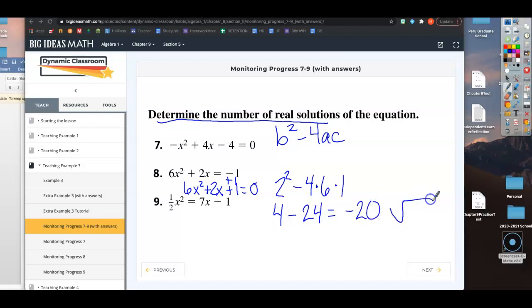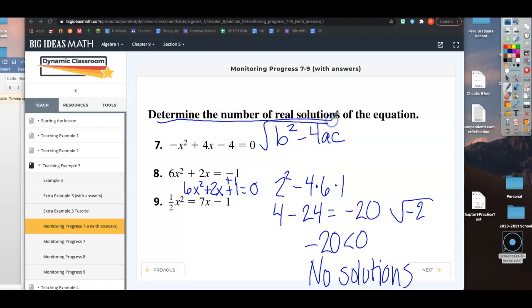Since negative 20 is less than 0, I have no solutions. And again, that makes sense because this b squared minus 4ac is inside the square root of the quadratic formula. So there is no way where I can get the square root of a negative number. Therefore, my answer is no solutions.